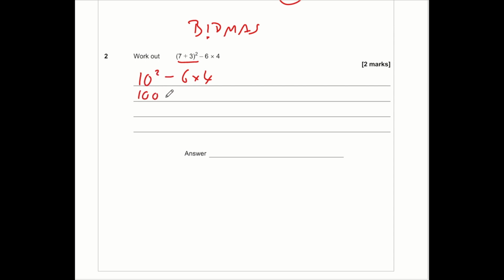So the question is now 100 take away 6 times 4. We have subtraction and multiplication, but multiplication comes before subtraction. 6 4s are 24. So the final calculation is 100 take away 24, and 100 take away 24 is 76.